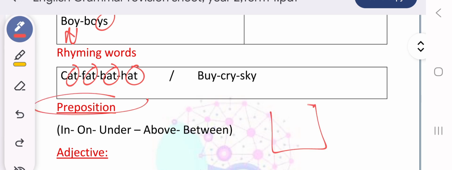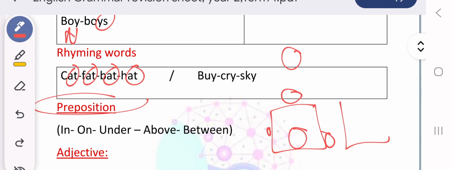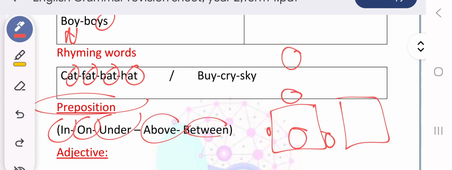Preposition. If I have a box, where is the ball in the box? Where is the ball on the box? Where is the ball over the box? Where is the ball beside the box? Where is the ball behind the box? Between 2 boxes. Close to. Preposition, it means the place for the thing. Like in, on, under, above, between.